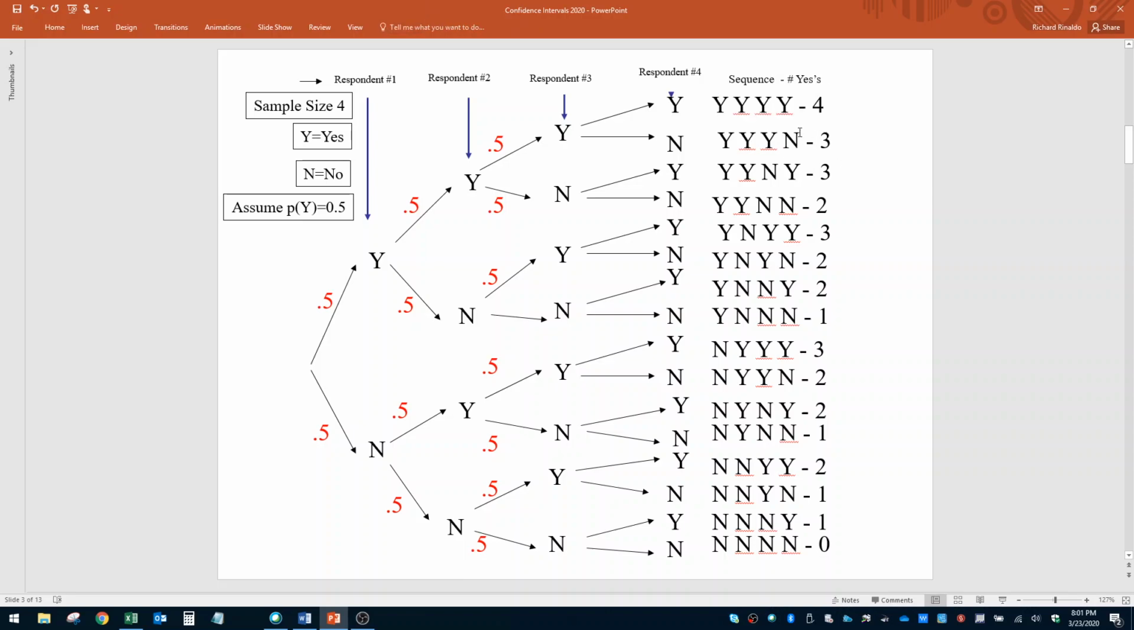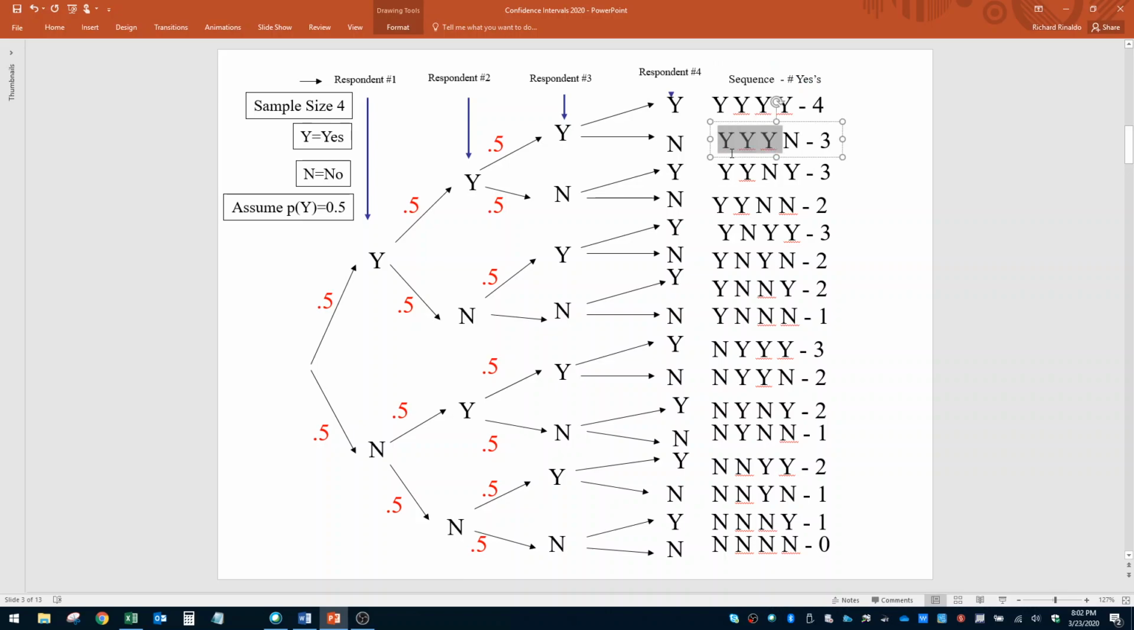This list of outcomes is mutually exclusive, so there's no relationship between one or the other. These are just random events, each with probability 0.5. And it's an exhaustive list. If I ask 4 people whether they're going to vote for Trump, yes or no, they have to say yes or no. Then this is an exhaustive list of all possible outcomes. After the hyphen, I have a number, and that number represents the number who say yes, they would vote for Trump. So the first one, all 4 say yes.